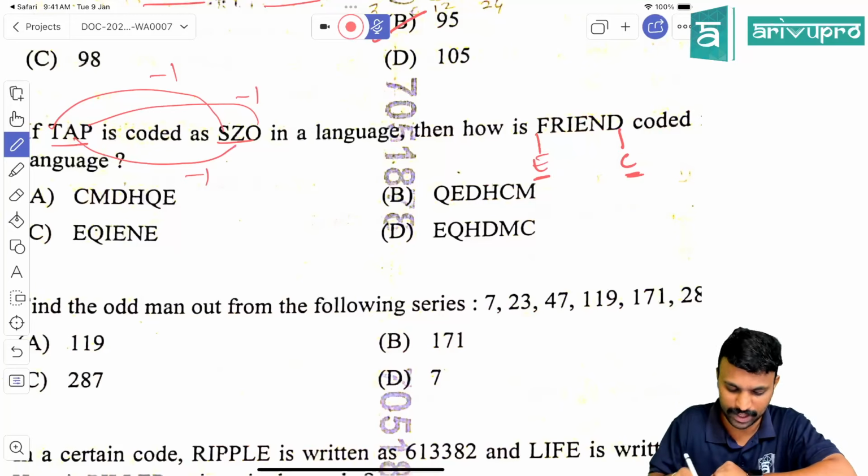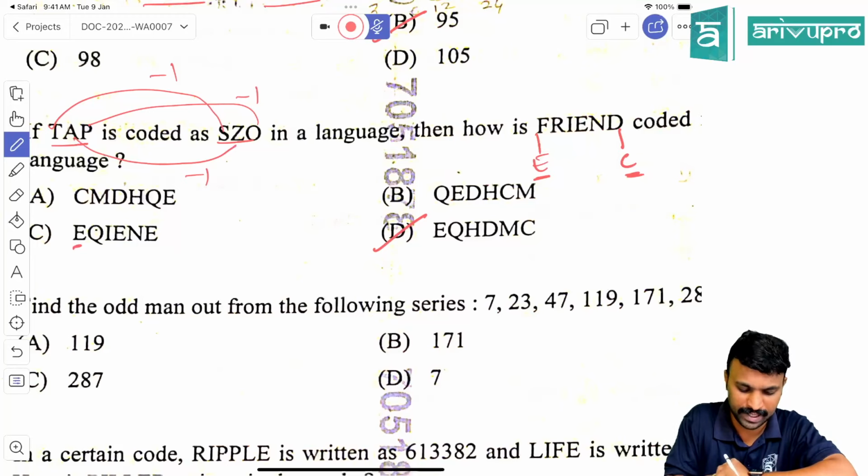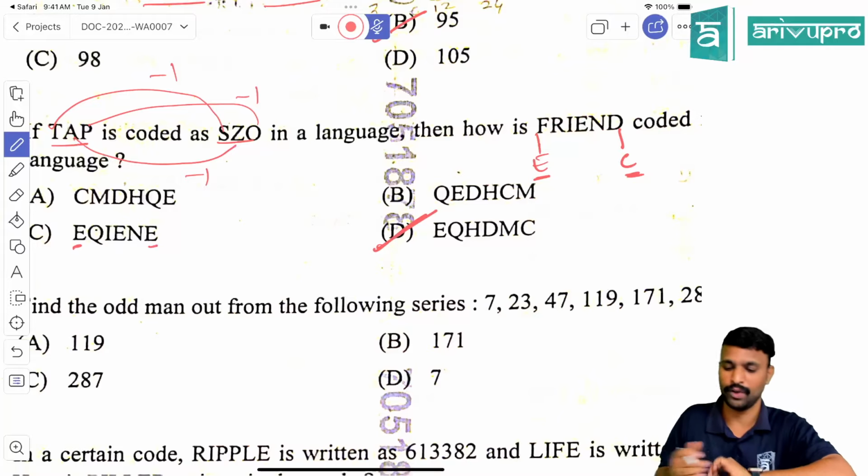Which option has got that? So option D is the right answer. You need not check for the other things. You see, first is E, last is C over here. Therefore, it should be option D only as the correct answer.